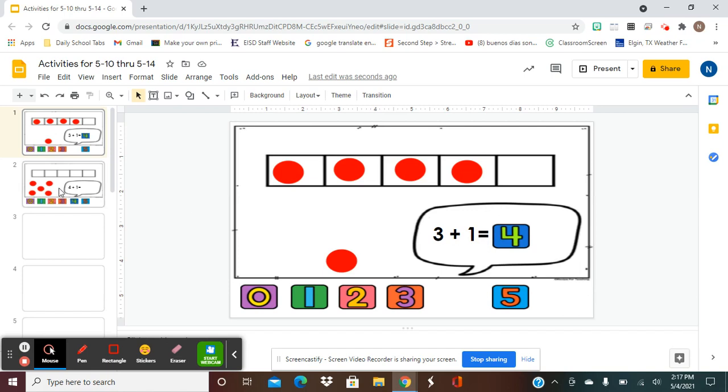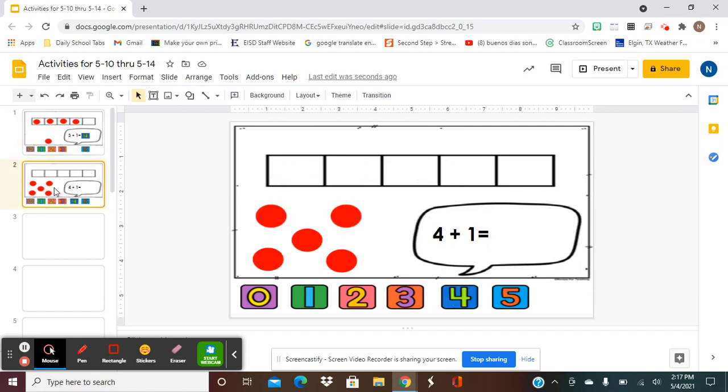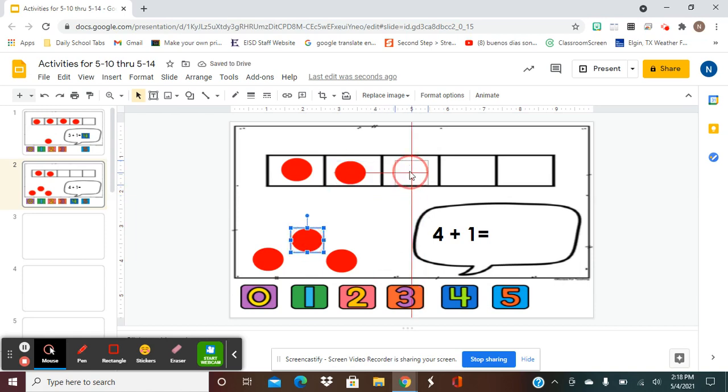Good job. Okay, now let's do the next addition sentence. So our addition sentence is down here. It says 4 plus 1 equals something. Okay, so here we have our counters in our 5 frame that we're using. So let's start putting counters up here. First, we're going to start with this one. What number is this? 4. So we're going to move 4 counters. So that's 1. That's 2. That's 3. And that's 4.